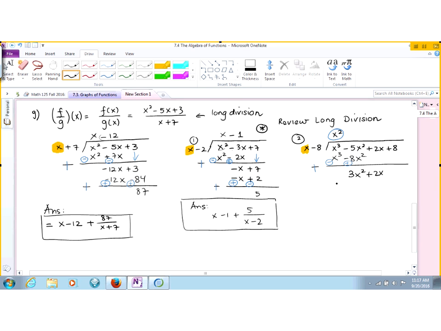So you have to do the leading term. So what is 3x squared divided by x? Plus 3x. So 3x times x minus 8. 3x squared minus 24x. Okay, and then we subtract. Instead of subtracting, we add with the opposite. So new sign, circle, new sign, circle.